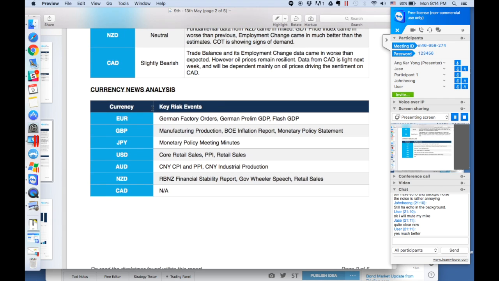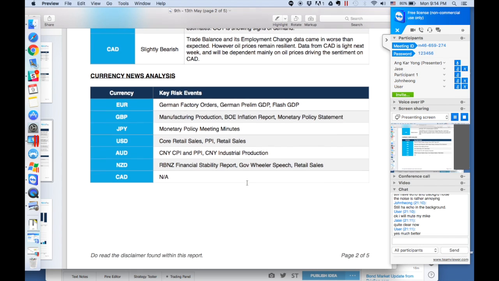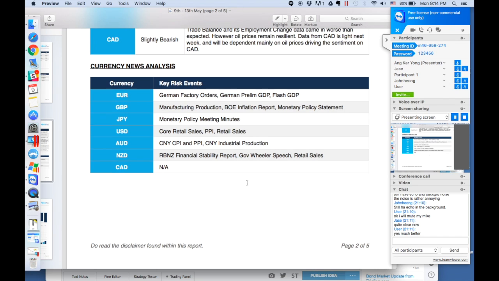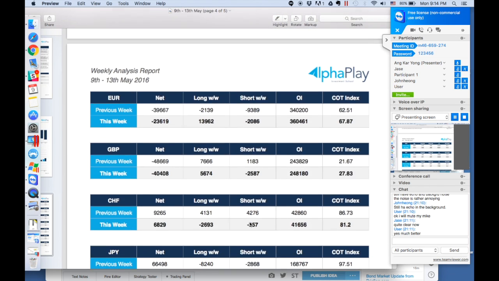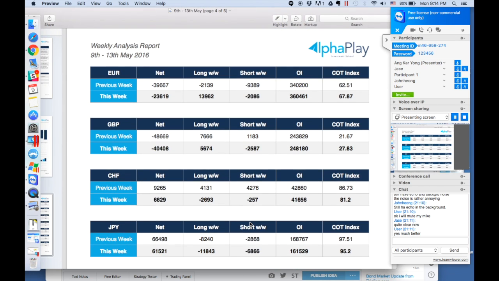So these are the key currencies and key risk events that you need to monitor for each particular currency. Let me walk you into the COT segment. Some of you might still be quite blur as to how we actually analyze this portion, so I'll walk you through part by part.